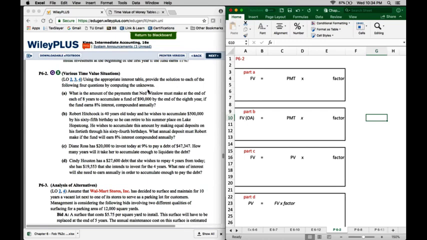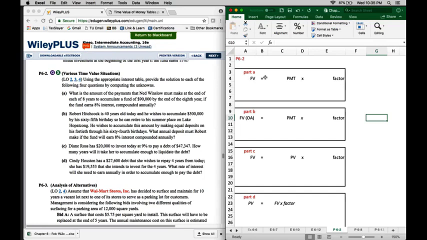by computing the unknowns. So in the first one, they're saying, what's the amount of payments that Ned Wilslow must make at the end of each of 8 years to accumulate a fund of $90,000 by the end of the 8th year if the fund earns 8% interest compounded annually. So I know I have 8 years, 8 payments. Interest rate is 8% per annum. The payments are at the end of the period, and the 90,000 is a future value.